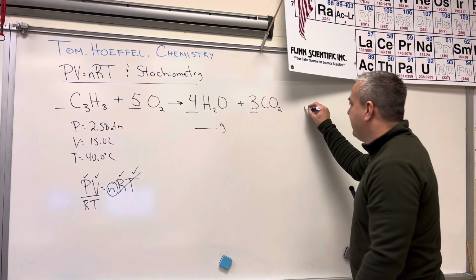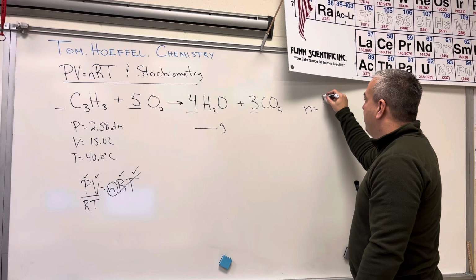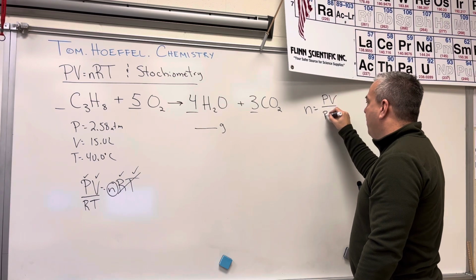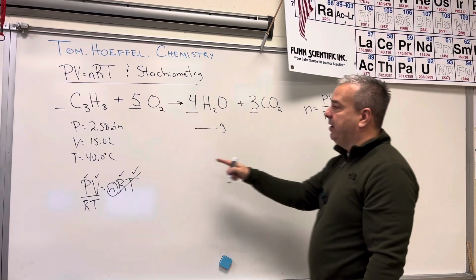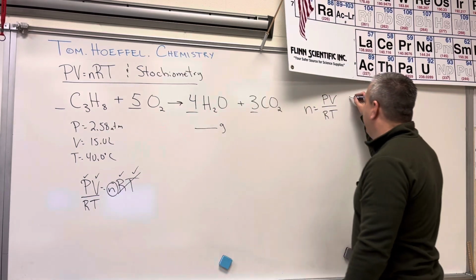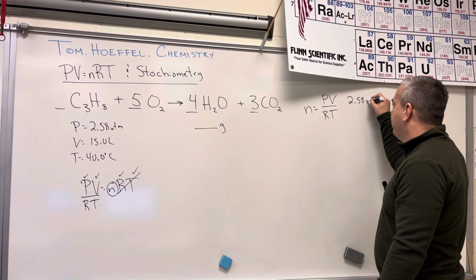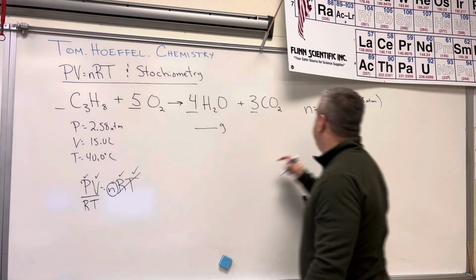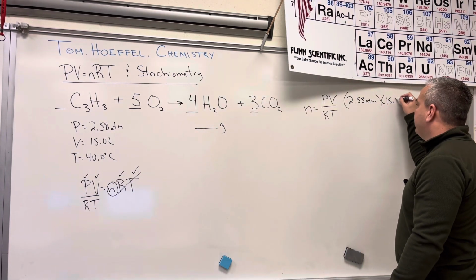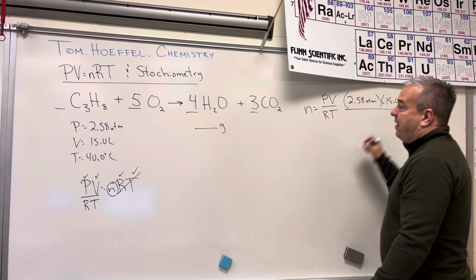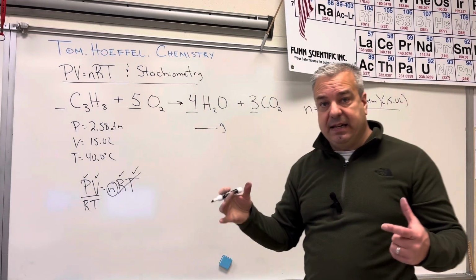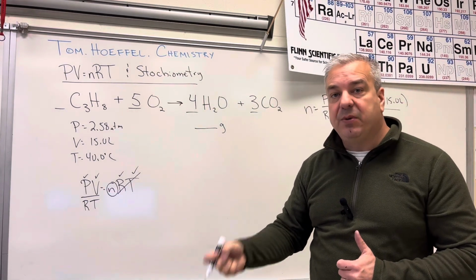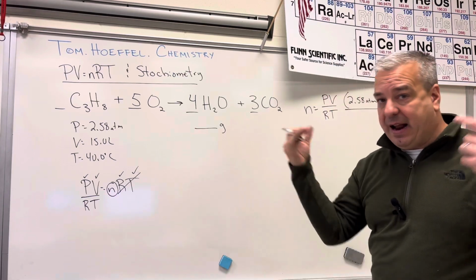So I'm just going to rewrite that down. Moles is equal to pressure, volume over RT. I'm going to plug in the pressure of 2.58 ATMs. I'm going to plug in the volume of 15 liters. The R constant is equal to 0.08206, okay? And that's a number that I have memorized.